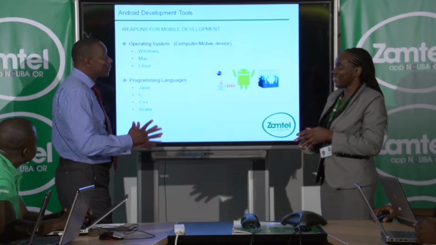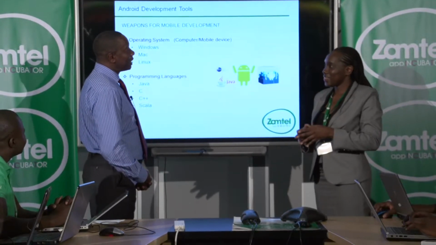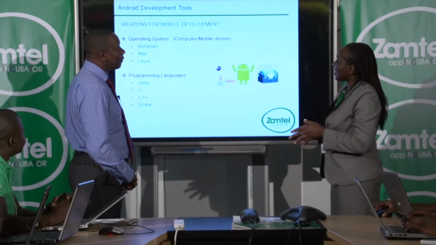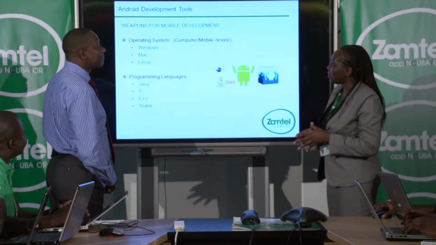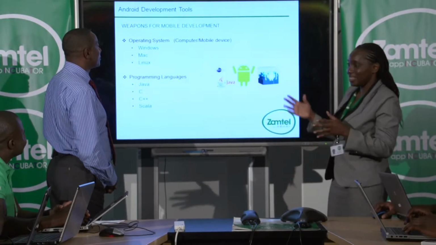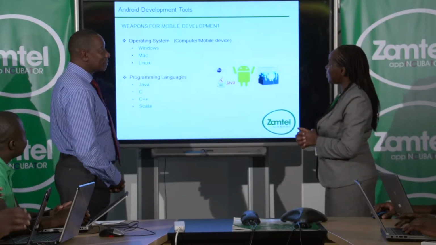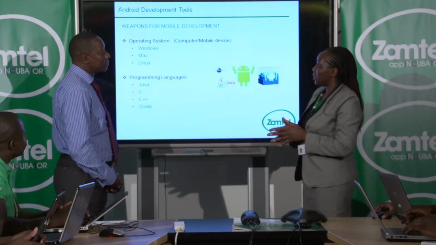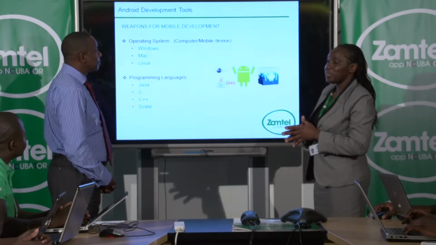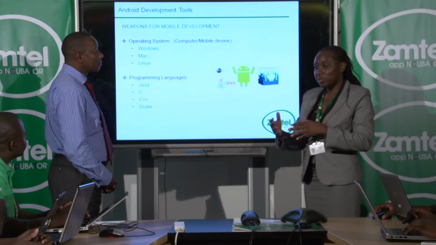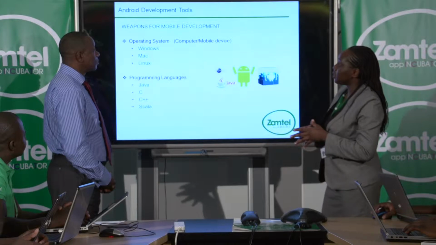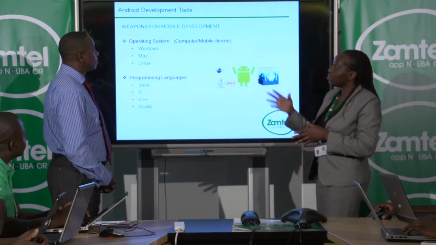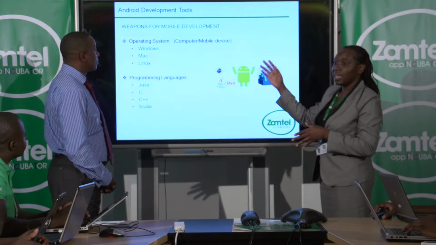Absolutely. So, what do we need in order to go about developing an Android mobile application? Okay. What's the arsenal? What are the weapons we need? The weapons that we need are certainly a computer. You need a computer or a mobile device. But it's best to start with a computer so that as you develop, you're able to debug the application as you're going along. And the operating systems that you can use are Windows, Mac or Macintosh, a Linux operating system.